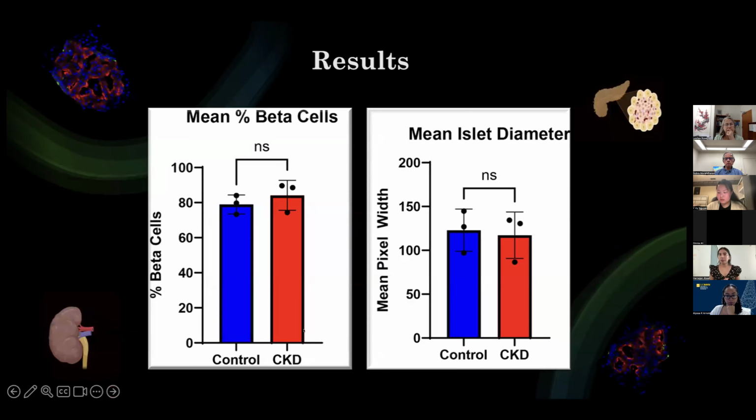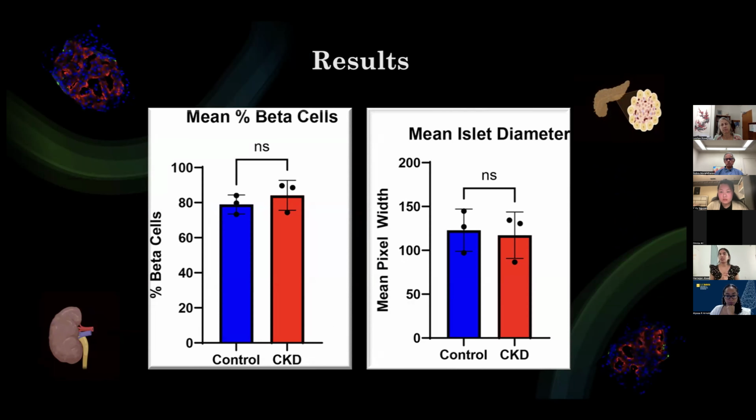Here are the results that we got. We used 5 rats for each group, 5 rats for control and 5 rats for CKD, and 5 islets were picked randomly for each rat. What's plotted here in the graphs are the mean % beta cells and mean islet diameter.